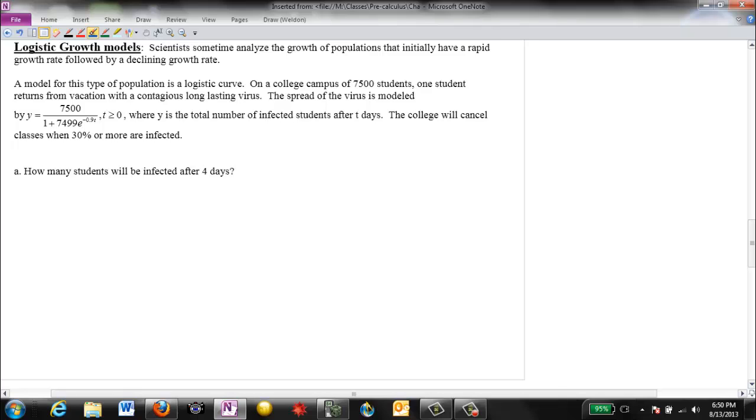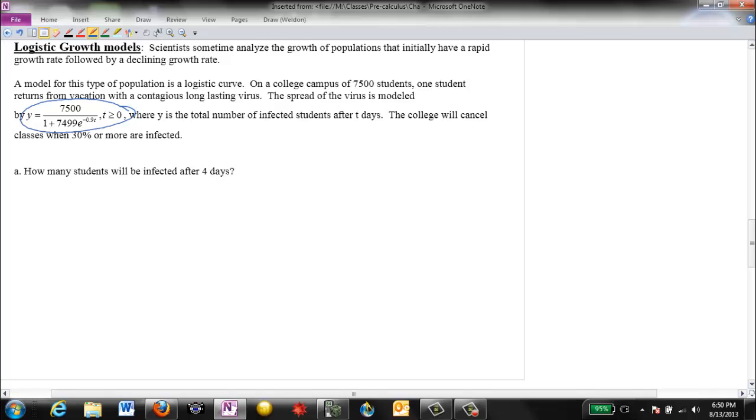And one student returns from vacation with a contagious, long-lasting virus. So he goes somewhere, he picks something up, and he brings it back with him to the college campus. And the spread of the virus can be modeled by this model right here. So they were nice, and they've already given us the model. We did not have to construct the model ourselves.